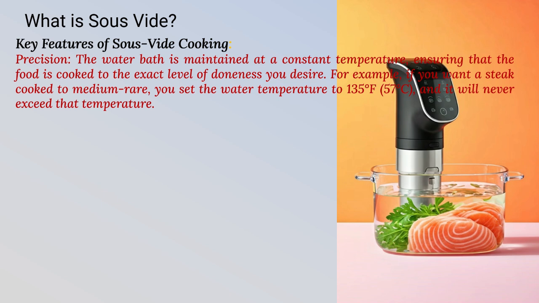For example, if you want a steak cooked to medium rare, you set the water temperature to 135 degrees Fahrenheit or 57 degrees Celsius, and it will never exceed that temperature. The advantage of the equipment is that if you set the temperature, it won't go beyond that level. So there is a precision to this kind of cooking process, that is sous vide.